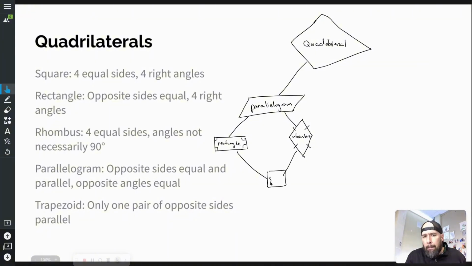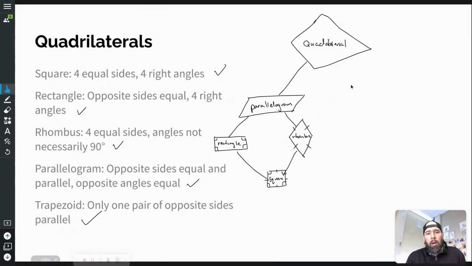Perfect square. All of the angles are 90 degrees and all of the sides are the same. That's what makes a square a square. So we covered the parallelogram, opposite sides equal and parallel, opposite angles equal. We talked about a rectangle, opposite sides equal, 4 right angles. We talked about a rhombus, 4 equal sides, angles not necessarily 90 degrees. And we talked about a square, 4 equal sides, 4 right angles.